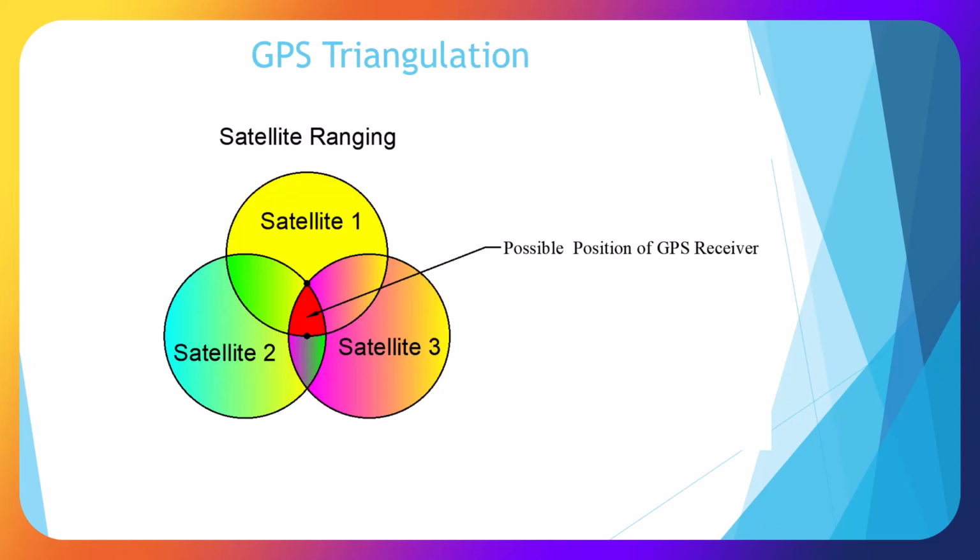Here's a diagram of satellite ranging with one satellite, two satellites, and three. With one satellite, we have a large distance. With two of them, our area shrinks. With three of them, we must be in this area right now. So 3 satellites is better. 4 would be even better than this.